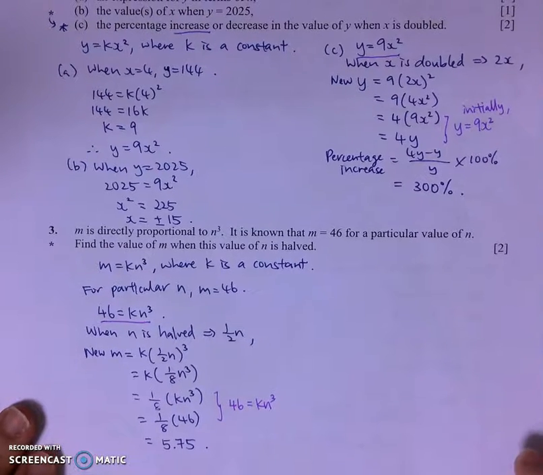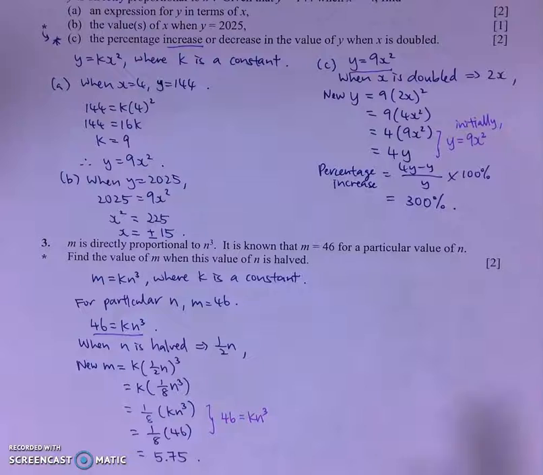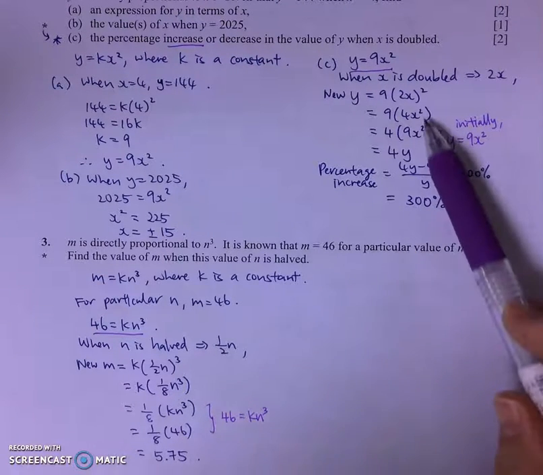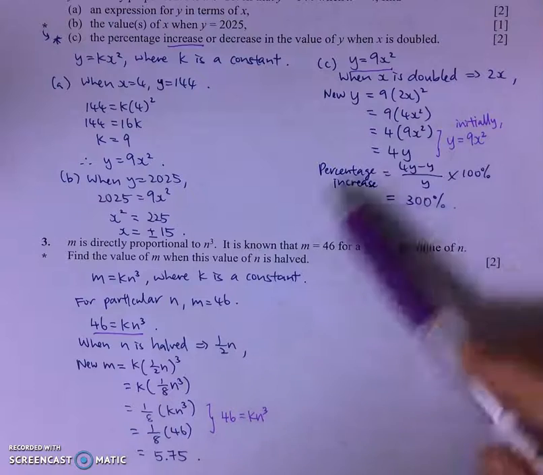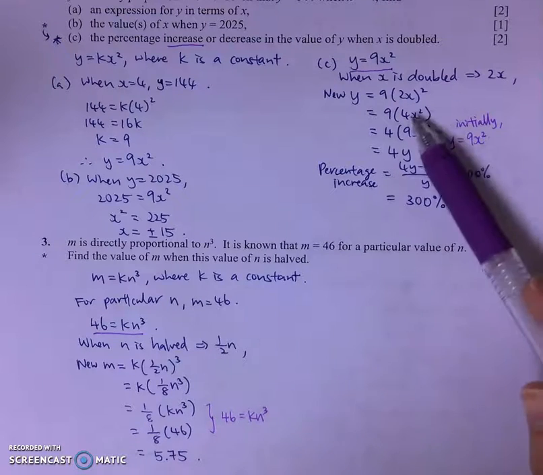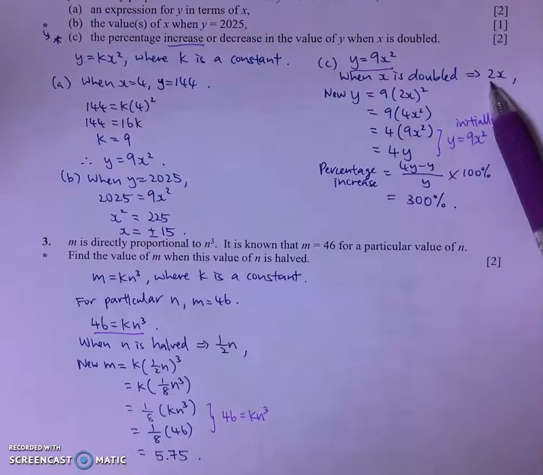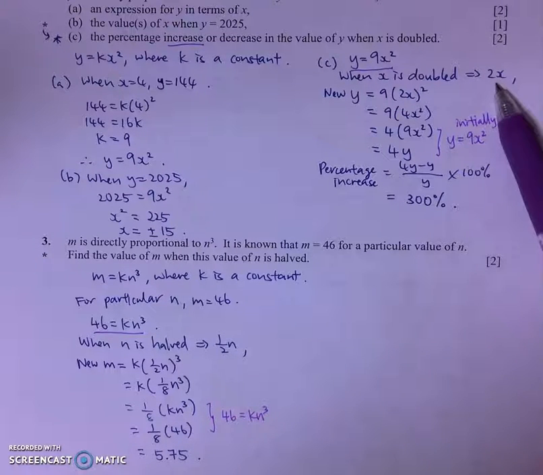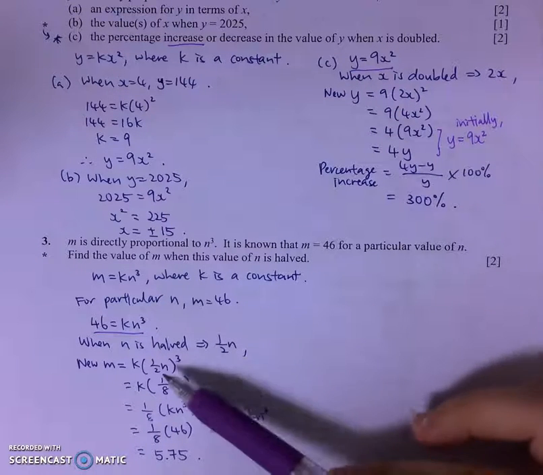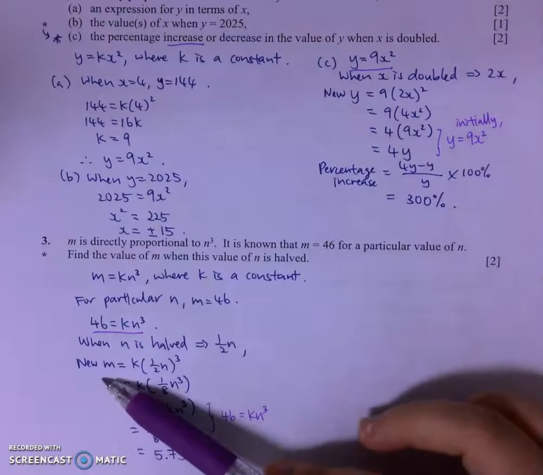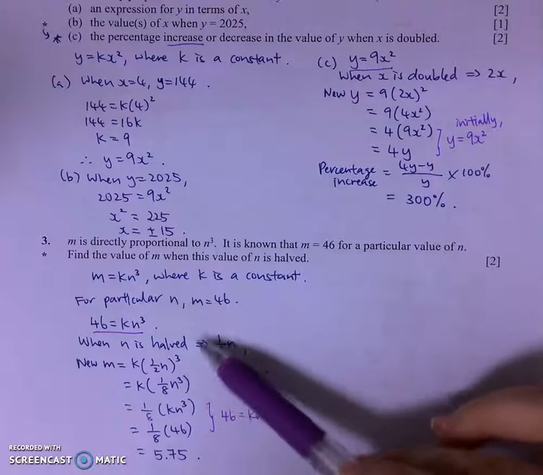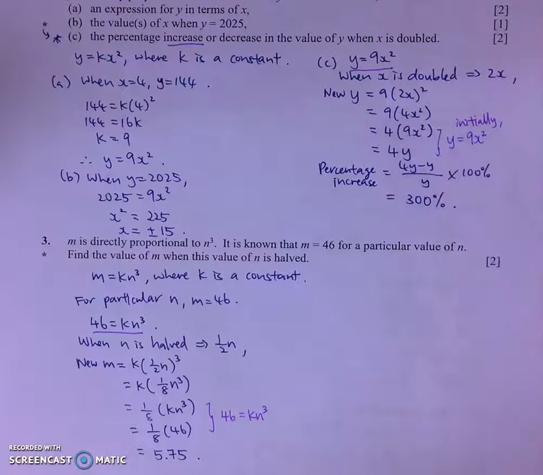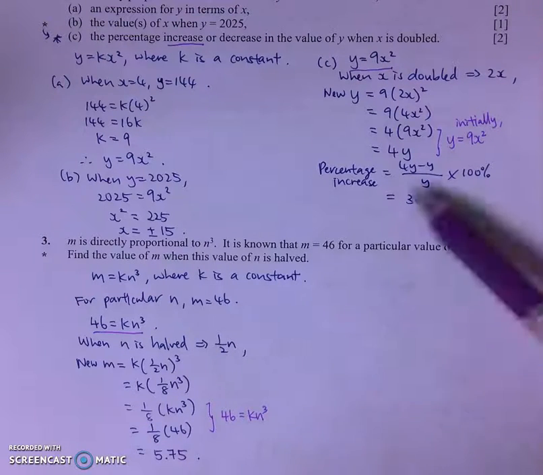Now for the last part of question 2 and for question 3, we see the technique that I have used to compare what happens when the value is doubled, what happens when the value is halved. I use algebra to help me find the new value accordingly, and I compare to the initial value so that I'm able to make comparisons.